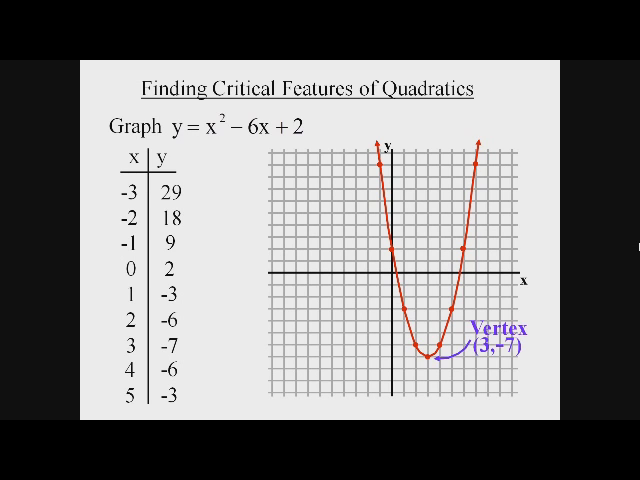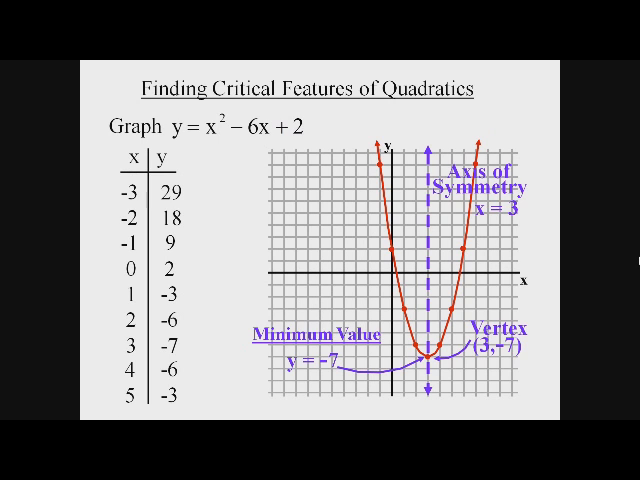So, what's the vertex? Well, it's at 3, negative 7. Notice my axis of symmetry always goes through the vertex, and that's always going to be the case. Whenever you know the vertex, you will also know the axis of symmetry, because the x-coordinate of the vertex is the same as the axis of symmetry. And if you know the axis of symmetry, you will also know the x-coordinate of the vertex, because those will always correspond.